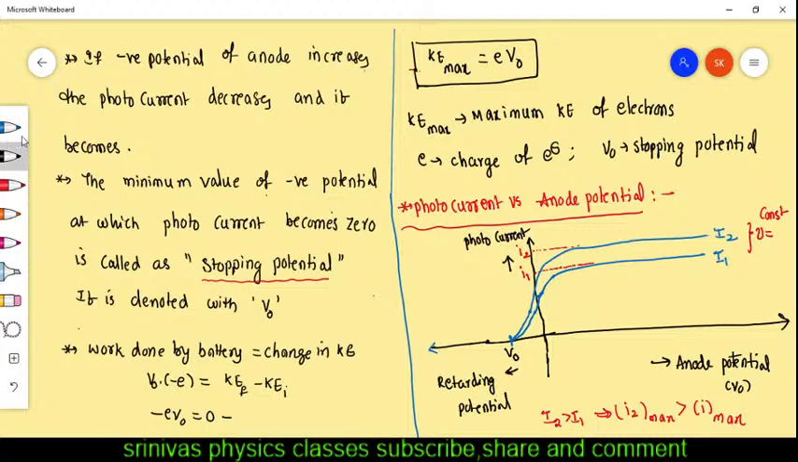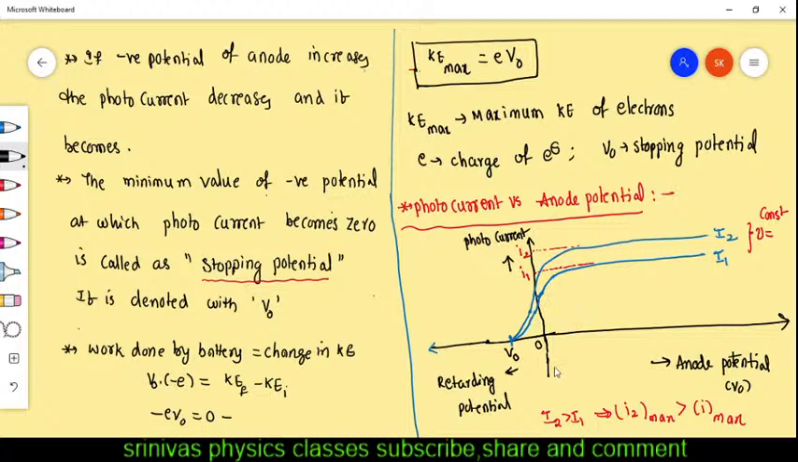I will explain the graph once again. To the right of the origin is the positive potential of the anode. If you increase the positive potential, you see the blue line, the current keeps increasing, and later we get a straight line, meaning the current becomes maximum and constant. That maximum current is called the saturation current. This I1 is the saturation current.